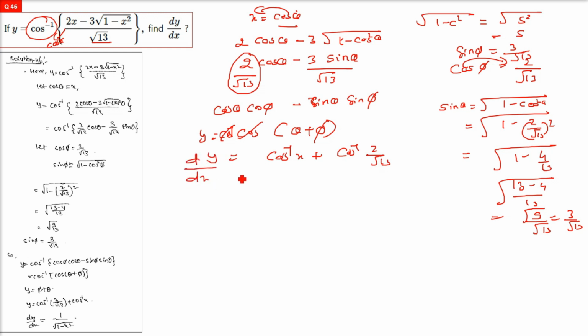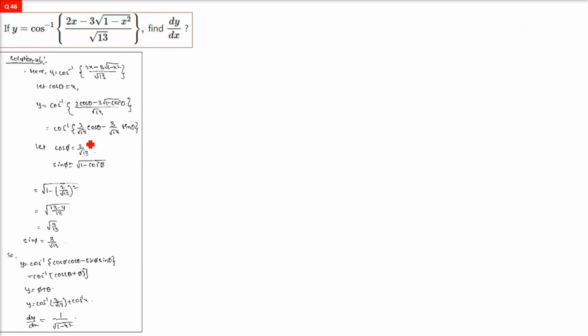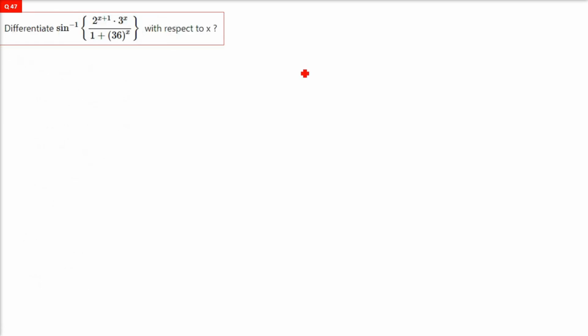When you take d by dx, this is a constant, because it has no x, it is going to be 0. Cos inverse x is simply negative 1 by under root 1 minus x square. Alright, that's the final answer. You have to write like this, okay? I've been reiterating this always.